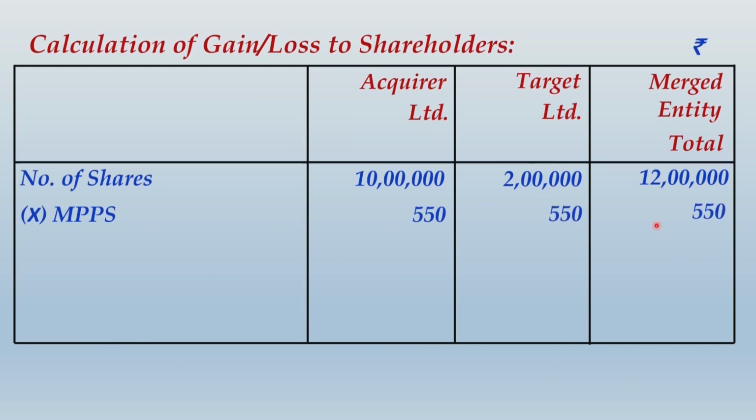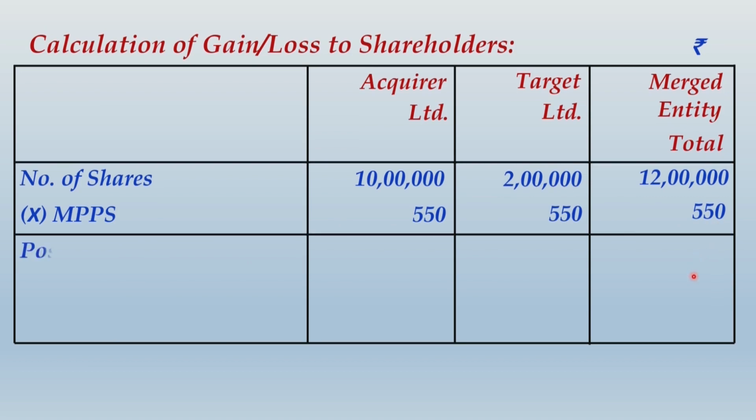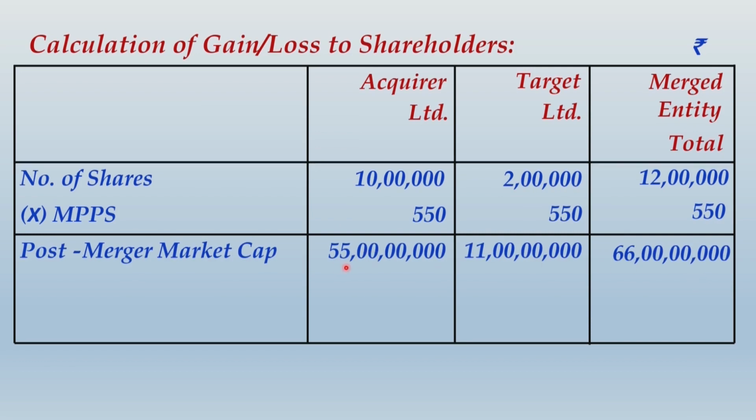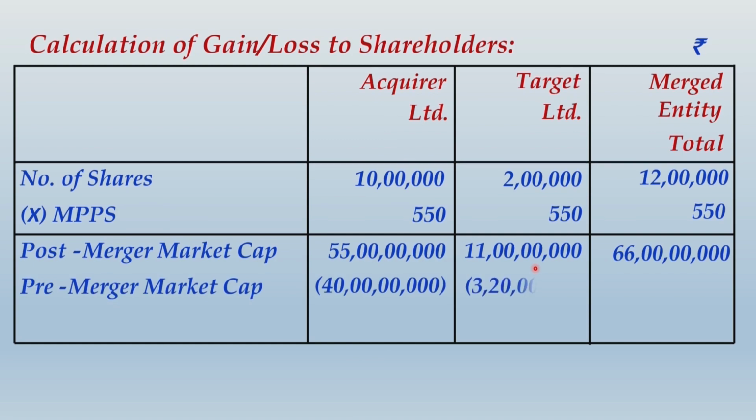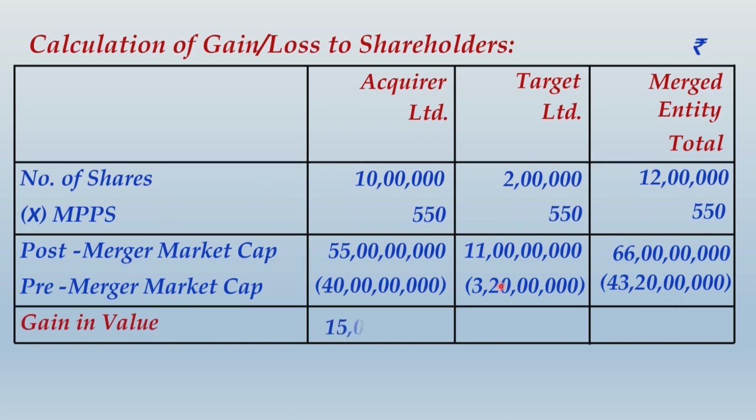Post merger market price per share 550 we have just obtained earlier in the previous working. Multiplying this, we get post merger market capitalization, and that is 55 crores for acquirer limited, and for Target Limited it is 11 crores. Pre-merger market capitalization was 40 crores for acquirer limited and 3 crore 20 lakhs for Target Limited. Now how do we get these? The pre-merger number of shares of each company should be multiplied by the pre-merger market price per share to get this value. And finally, what we find is that because of the merger, the gain in value is 15 crores for shareholders of acquirer limited and 7 crore 80 lakhs for shareholders of Target Limited. The merged entity in all has a gain of 22 crores 80 lakhs. So friends, before we move ahead, please take note of this much quickly.